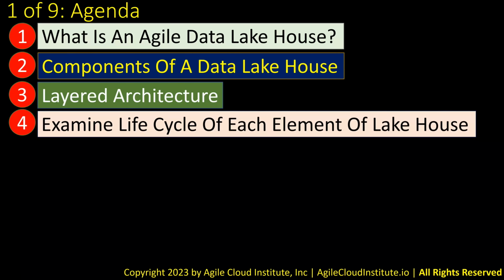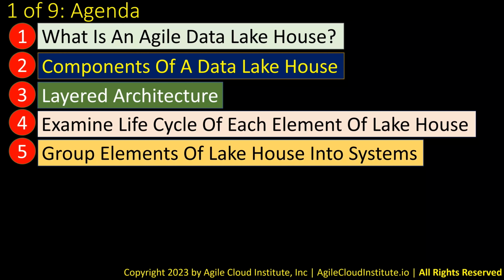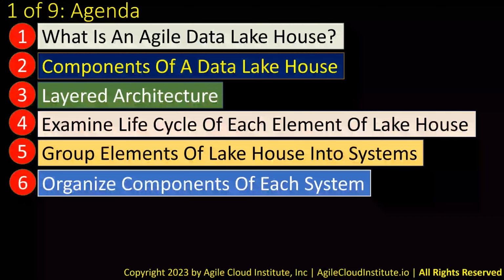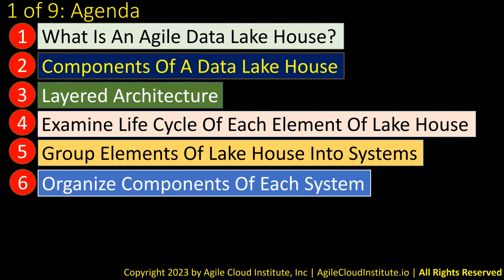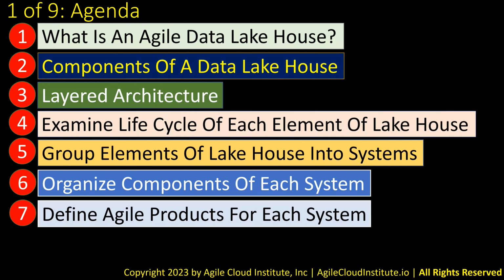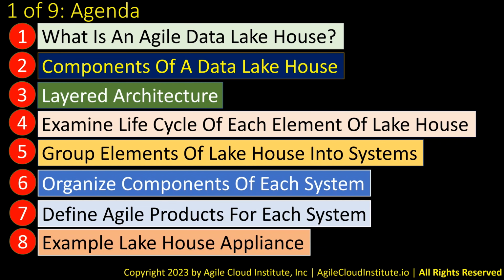than other elements. Fifth, we will explain how to group elements of a data lakehouse into a small number of systems. Sixth, we will describe a way to design each system as an organized group of some of the components of your lakehouse. Seventh, we will discuss how to define Agile products for each system that can be put under Agile management. Eighth, and finally, we will describe an example Agile data lakehouse appliance using the Agile Cloud Manager.